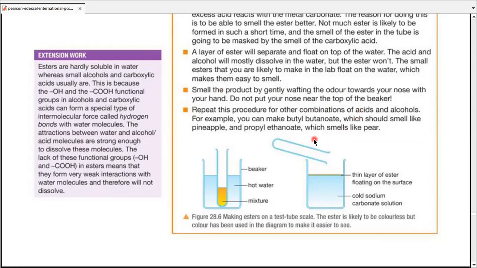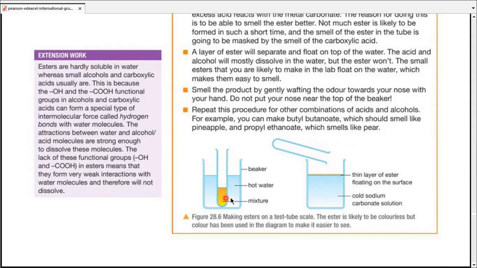Repeat this procedure for other combinations of acids and alcohols. For example, you can make butyl butanoate, which would smell like pineapple, and propyl ethanoate, which would smell like pears. So different esters would be imitating the smell of different fruits.